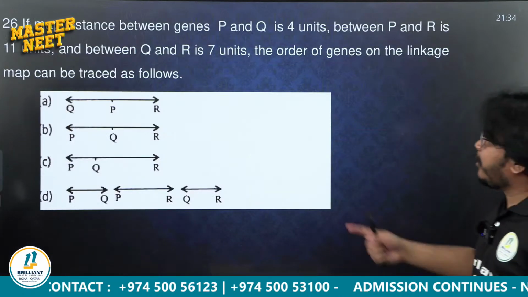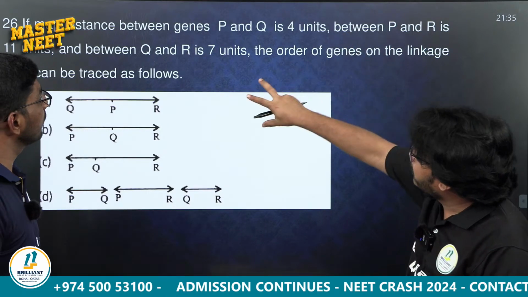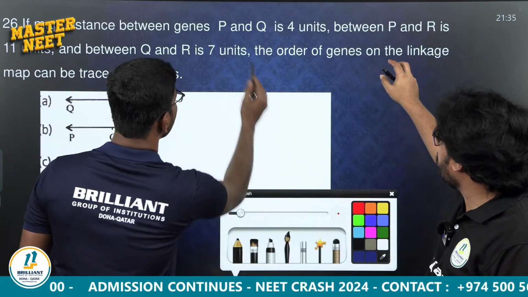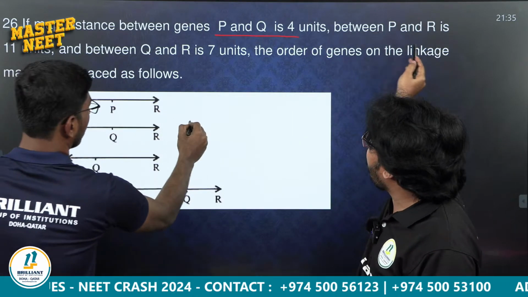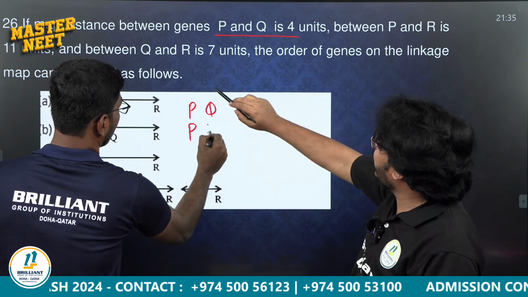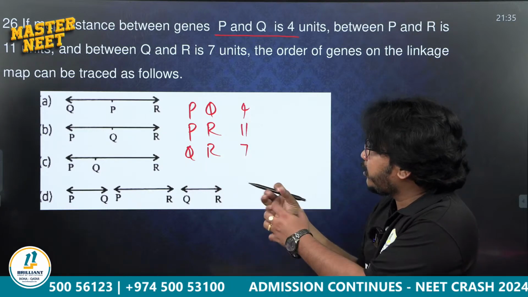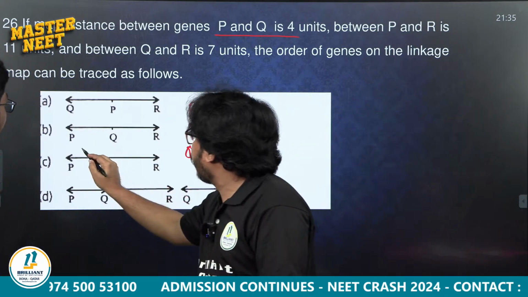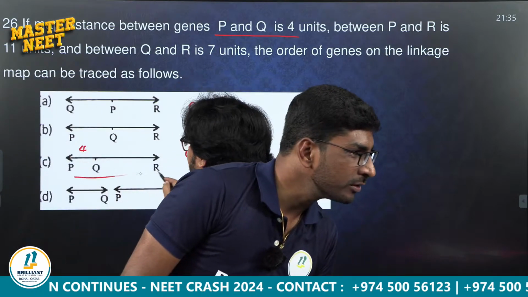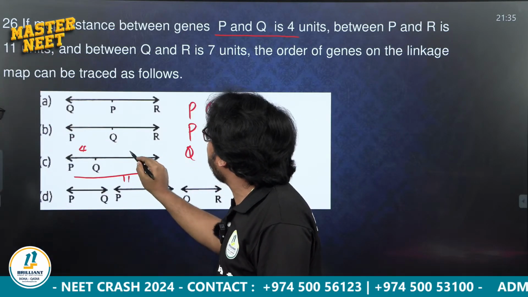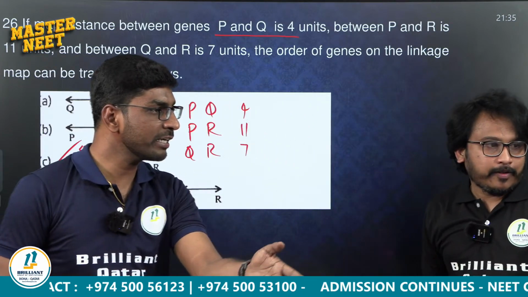Next question. We have already done this question, so I will just tell the answer. The distance between the genes inside the chromosome is given, so we take P and Q, which is 4 units, and P and R, which is 11 units, and you can see Q and R is 7 map units. So we just arrange them inside the chromosome. P and Q is 4, P and R is 11, and Q and R is 7. So the answer is C. Absolutely, very good.